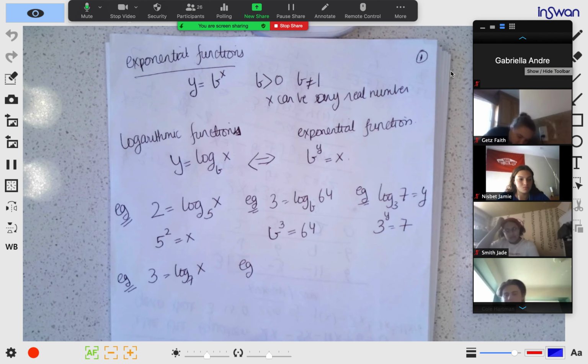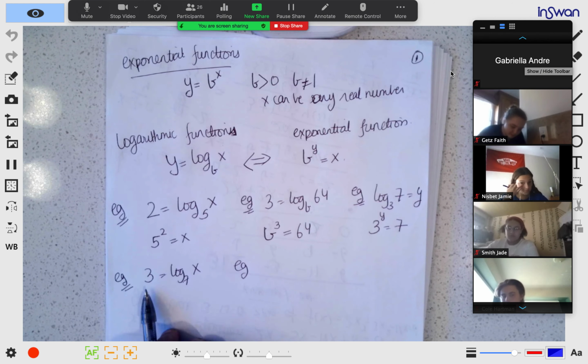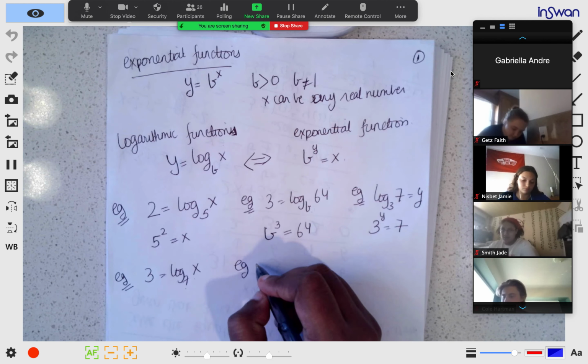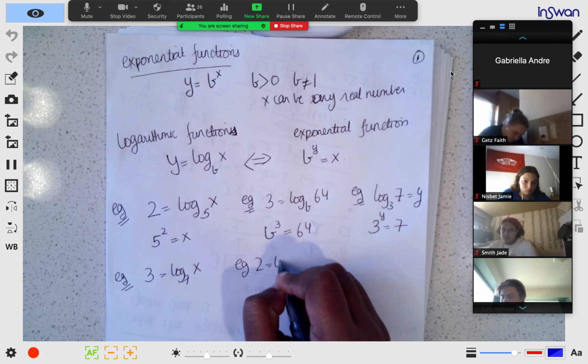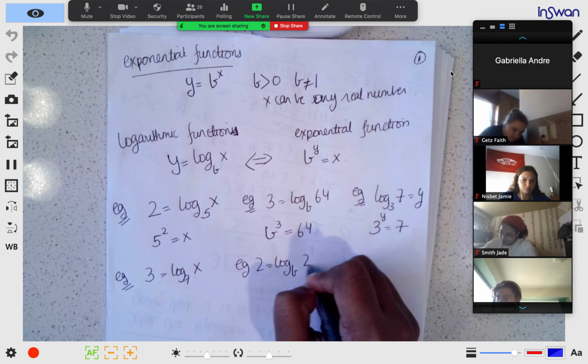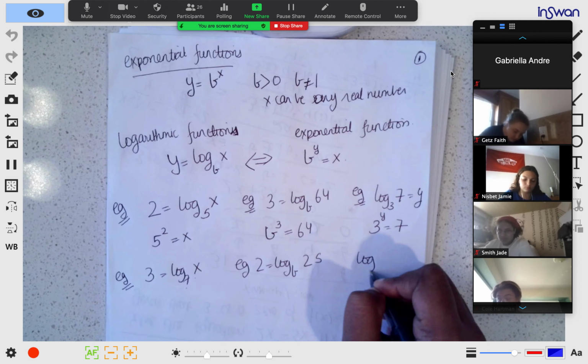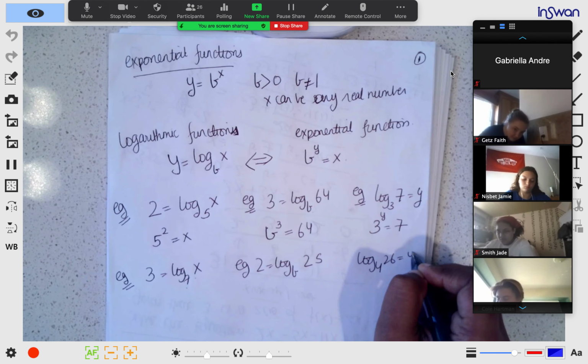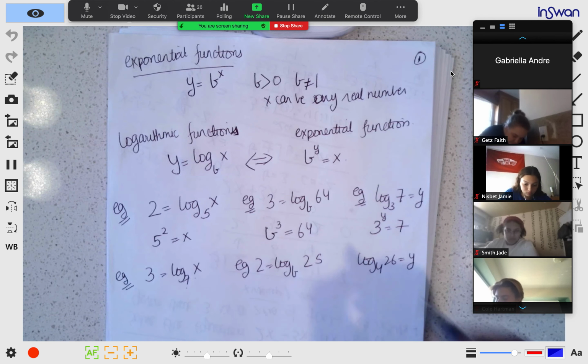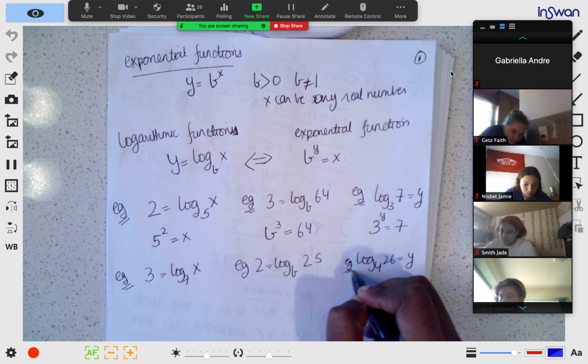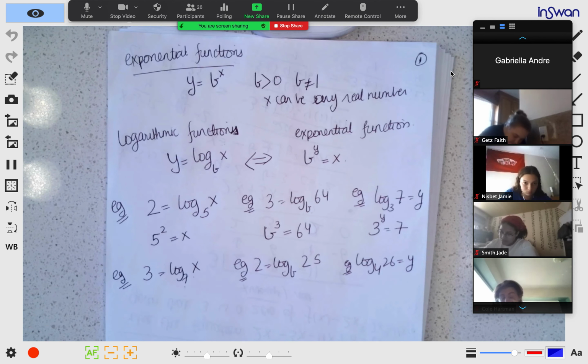So you have 3 is equal to log base 7 of x. This problem, I'm going to give you 2 more. Do this problem yourself right now. Try them yourself right now. Miss K, that's log base 7 for the first one, right? Yeah, log base 7, yes.